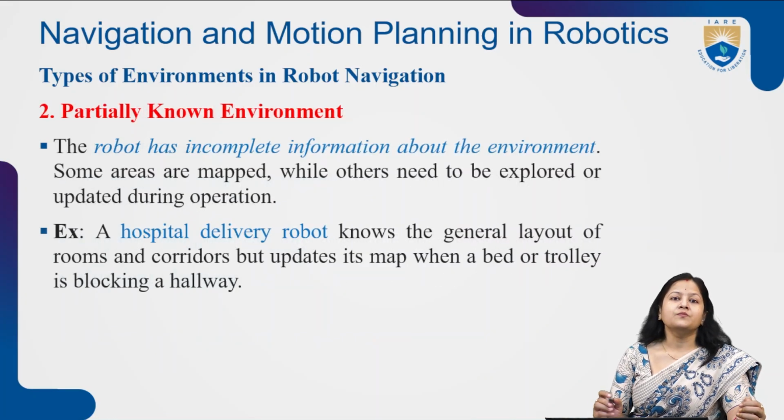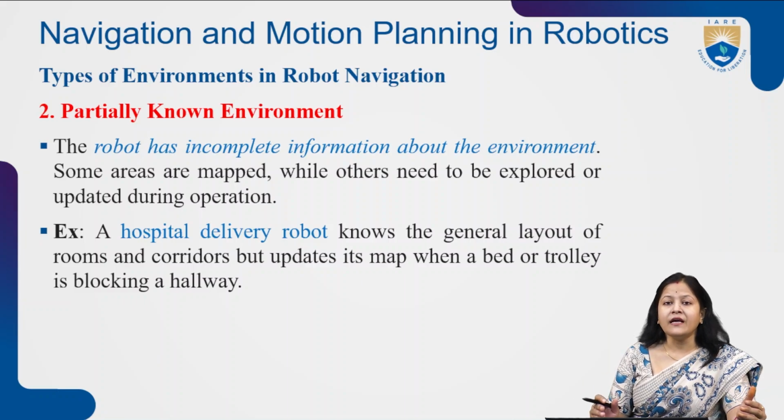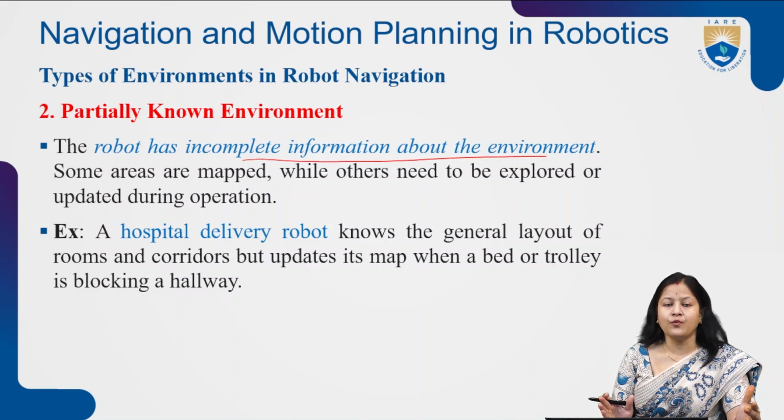Then the second one is the partially known environment, when the robot has incomplete information about the environment. That means the robot will not have the complete information about the environment. Some areas are mapped while others need to be explored or updated during the operation. Like a hospital delivery robot.